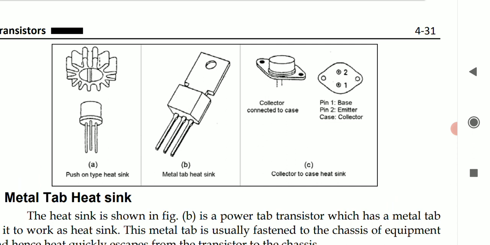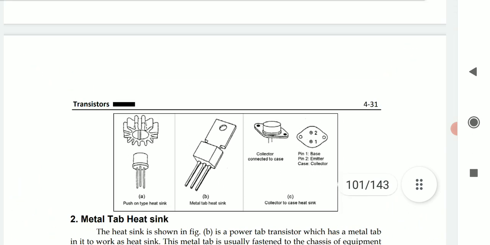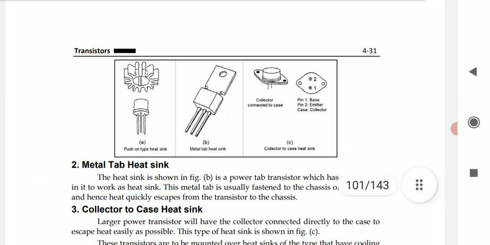Next, collector to case heat sink. Simply, the collector may be the case. Here the base and emitter terminals are arranged, whereas the third terminal will be the case. That case is the collector now. If the collector absorbs the heat generated within the transistor, that will be distributed throughout this case. Therefore, the heat will be distributed to the surroundings. Hence, heat will be reduced. These three are the heat sinks according to our syllabus.